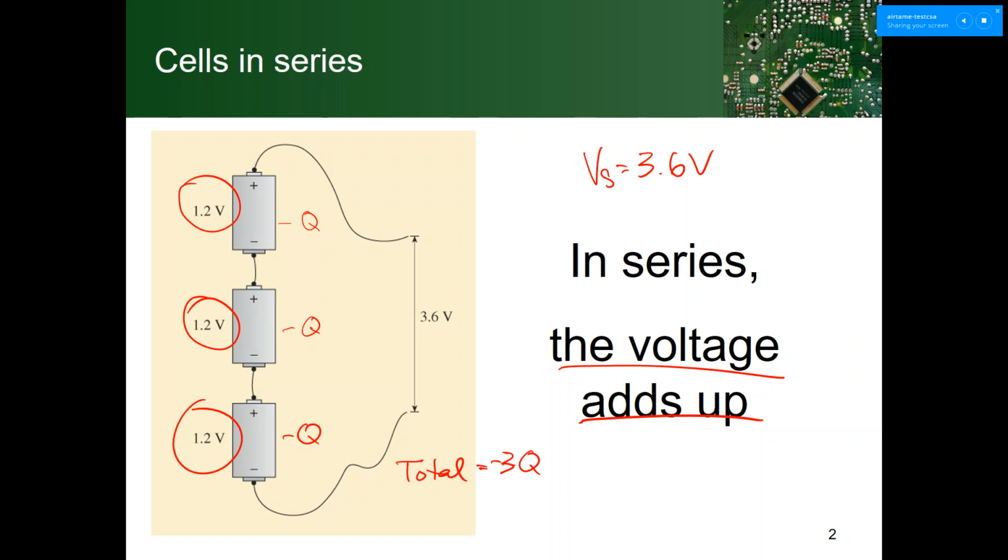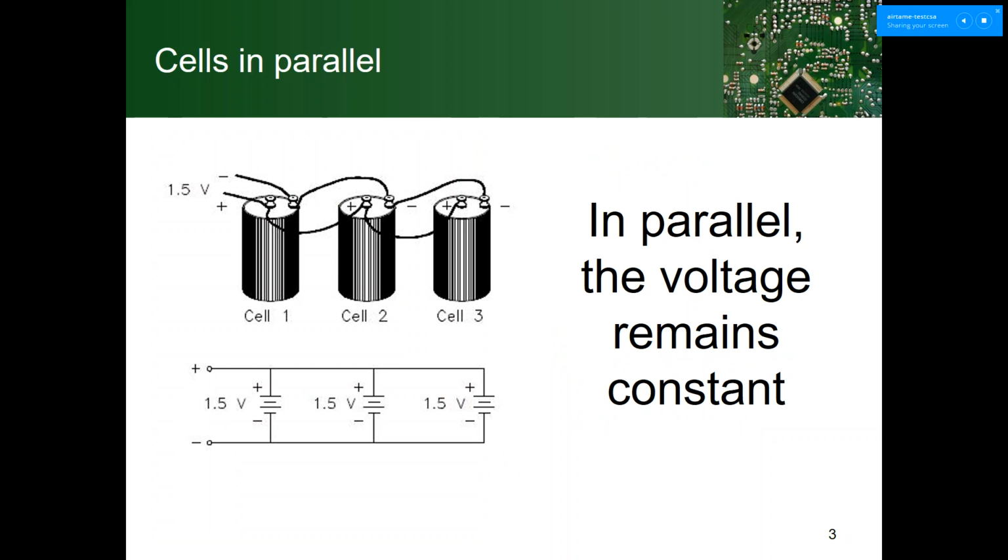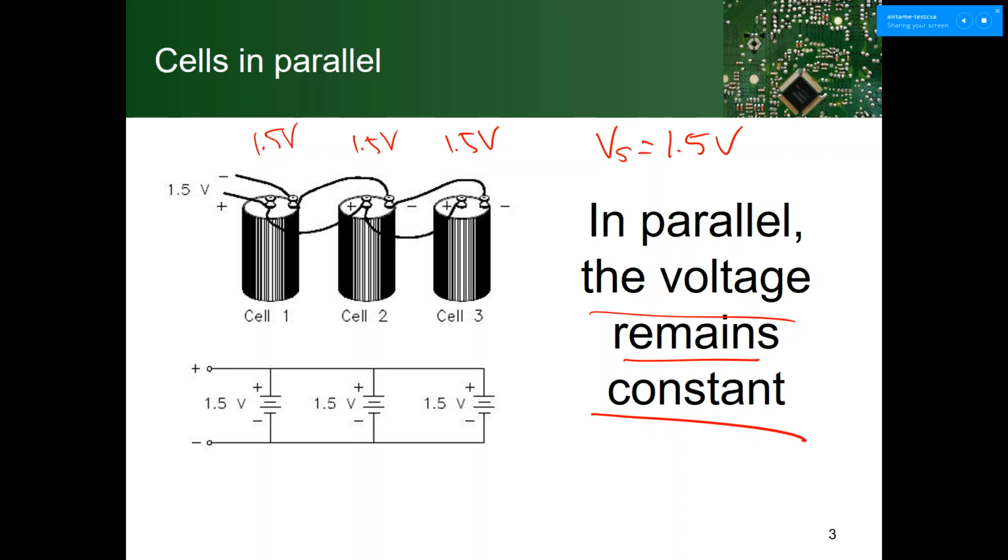Any questions? So cells and batteries, those terms are synonymous. You can use them interchangeably. Batteries can also be wired in parallel, as you can see here, and you guys will have to do that. In this case, the voltage remains constant. So if I have three 1.5 volt batteries, this one's 1.5 volts, this one's 1.5 volts, and this one's 1.5 volts, the total voltage of the source for this circuit is going to be 1.5 volts.